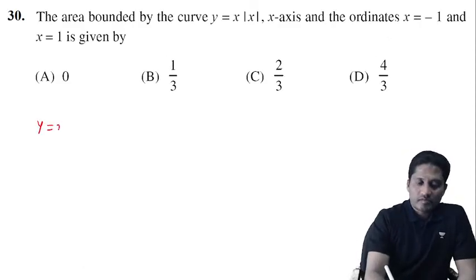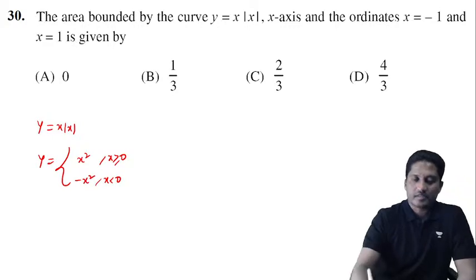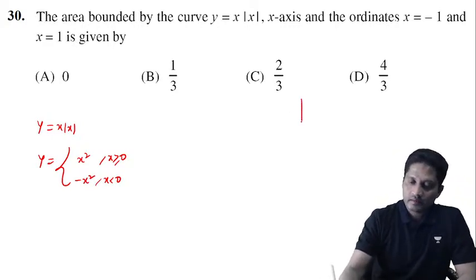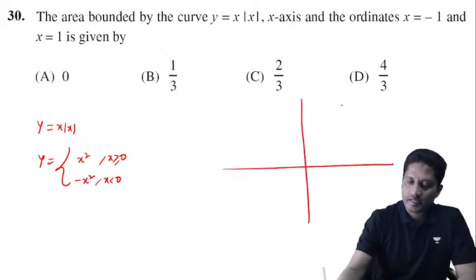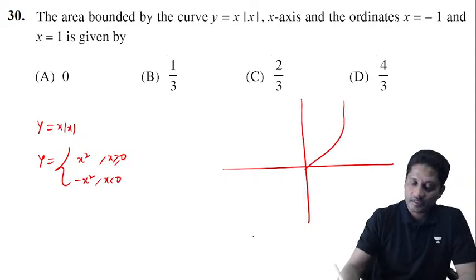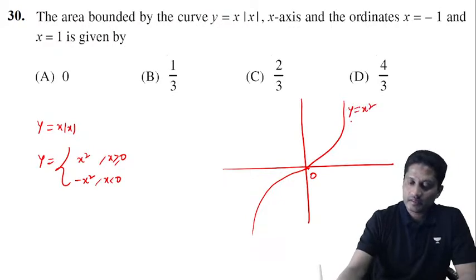Y is equal to x into mod x, right? When x is positive, mod x is x, so this becomes x square. And when x is negative, mod x is minus x, so this is minus x square. If it is positive, you get an upward parabola. If it is negative, then you get a downward parabola. This is y is equal to x square. This is y is equal to minus x square. Minus 1 to plus 1. This area I'm supposed to find out.